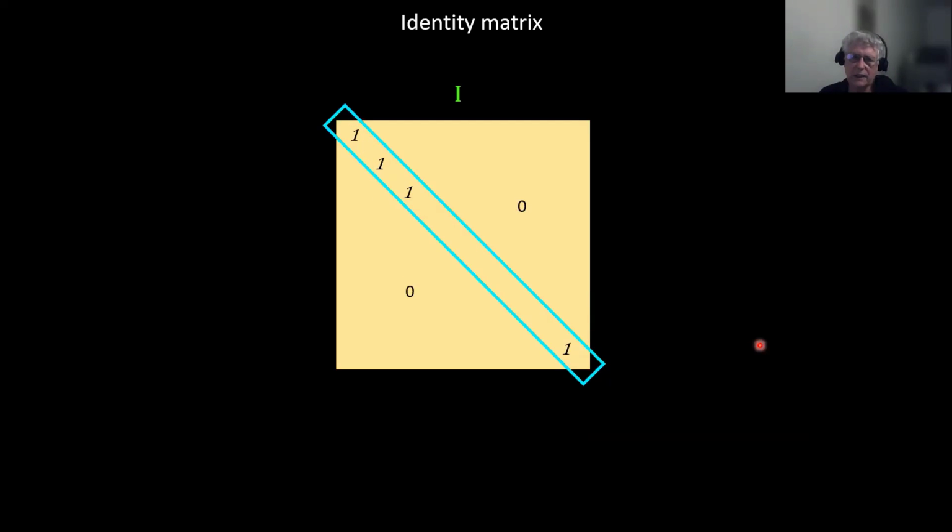Now, the identity matrix has some special properties. If we pre-multiply a vector by the identity matrix, we get the same vector. If we pre or post multiply a matrix by the identity matrix, we get the same matrix. So this identity matrix is a very special matrix. We'll come across it all the time in this and subsequent webinars.